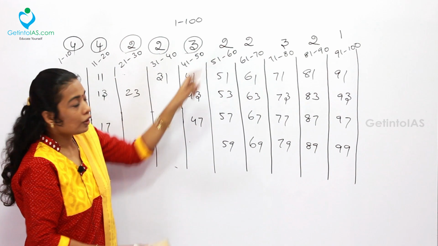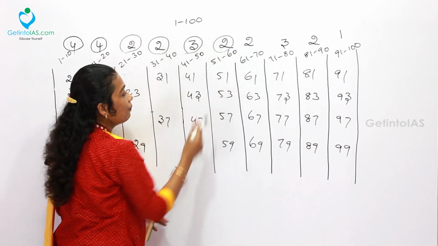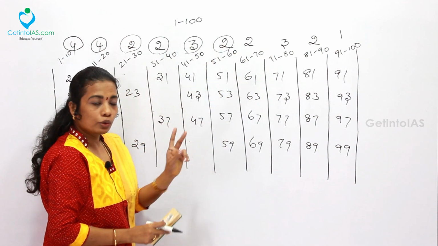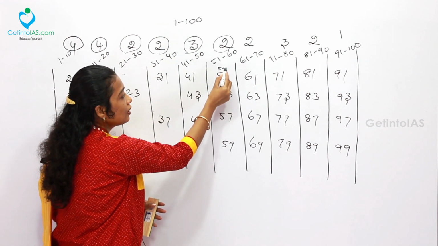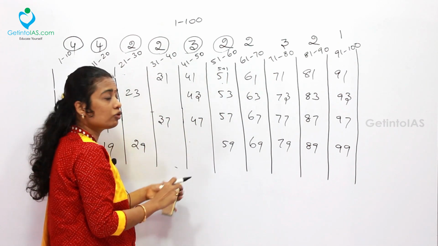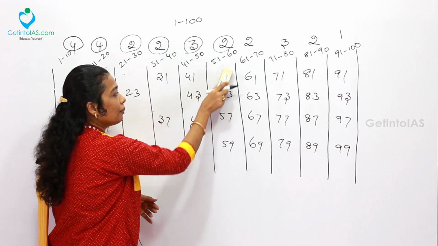What about the next section? 2 numbers are required. For that we want to eliminate 2 numbers. Here look at the number 51. 5 plus 1 is 6. 6 is divisible by 3. So, we can eliminate this number.